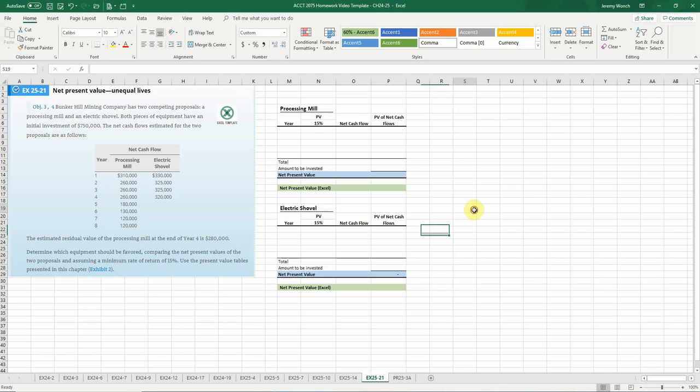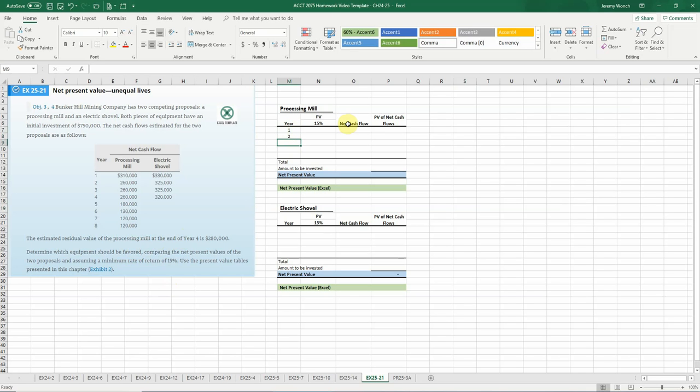To do this, probably the best way to go about it is to compare them with equal lives. And since it gives us the value of the processing mill at the end of year 4, what we can do is compare the first 4 years of cash flows of each project, plus assume that they sell the processing mill at the end of year 4. So let's just go ahead and start with our table.